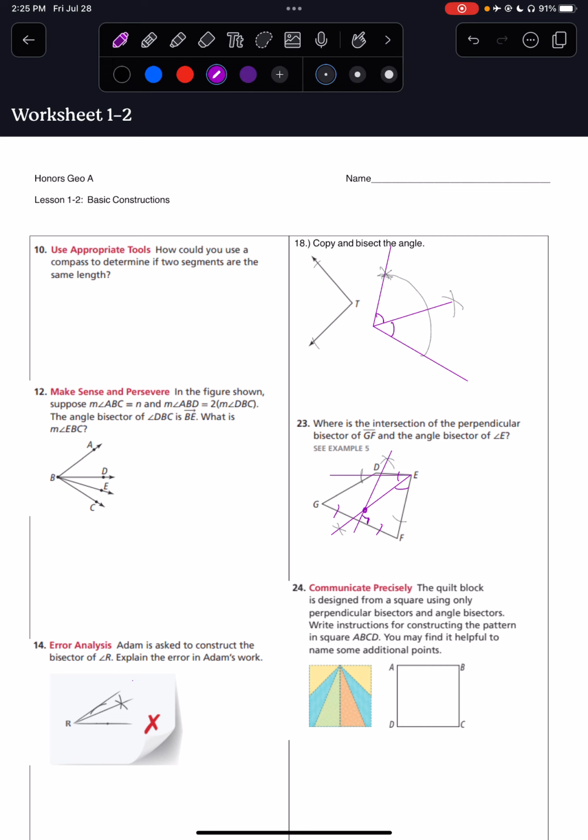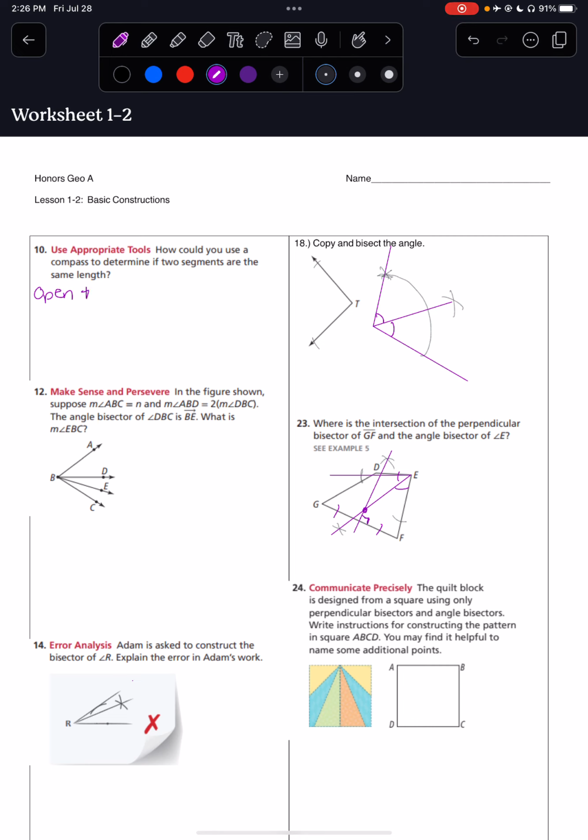So starting with number 10, how could you use a compass to determine if two segments are the same length? Essentially, all you really need to do is have a compass open to measure the length of one segment and then keep it open and compare it to the length of the next segment. So how could we write that? We could say, open the compass to the length of the segment.